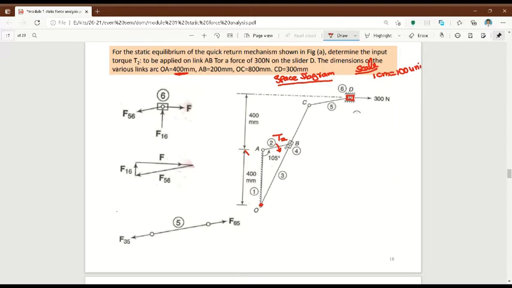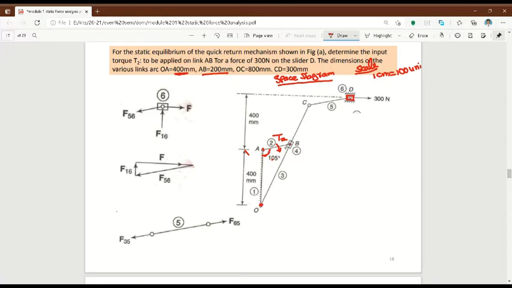Take your protractor and keep it on the OA line. A should be the center, and take 105 degrees from this side. Okay, and draw a line AB. What is the length of AB? Length of AB is 200 mm. 200 mm means you have to draw a 2 centimeter line on 105 degrees.